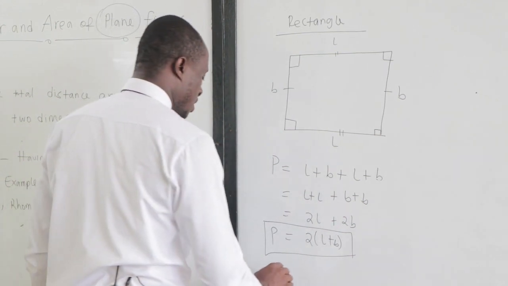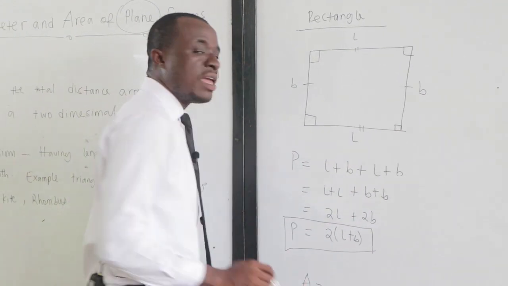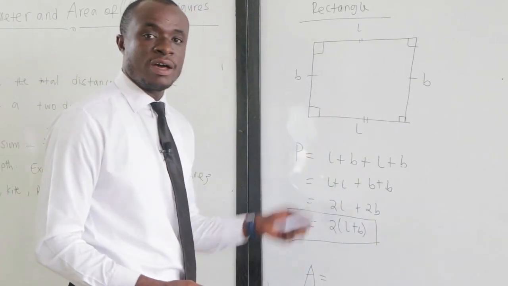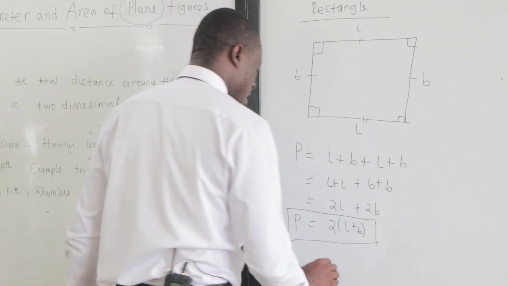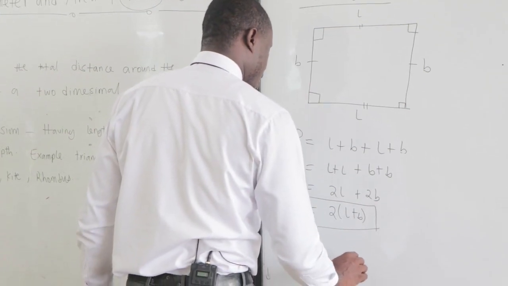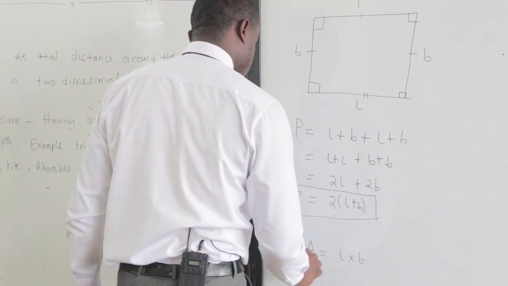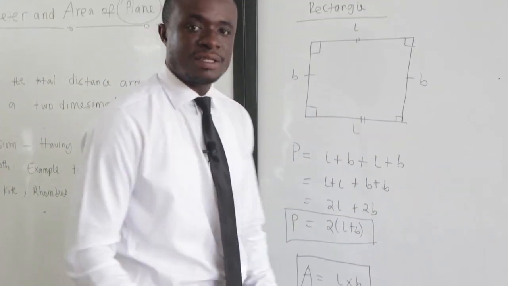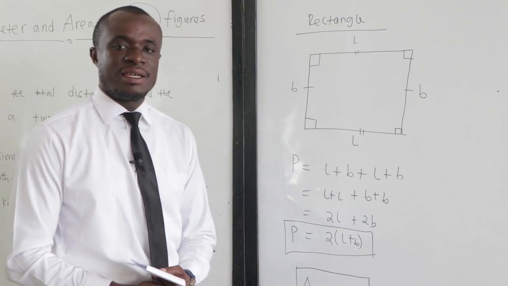Now, let's also consider area. Area is the size of a surface. So with this, the area of this rectangle is the length times the breadth. That is the area of a rectangle.